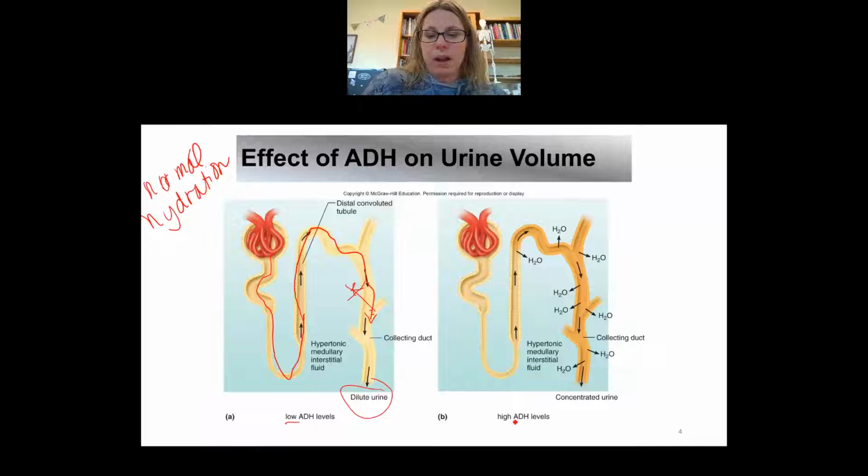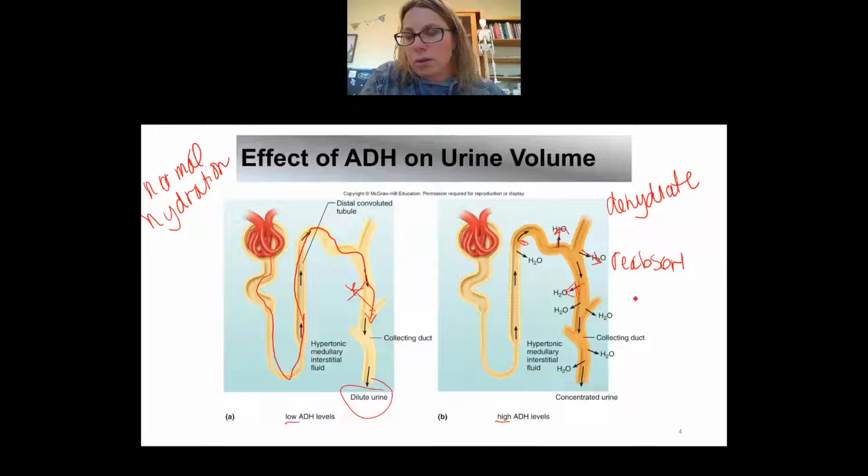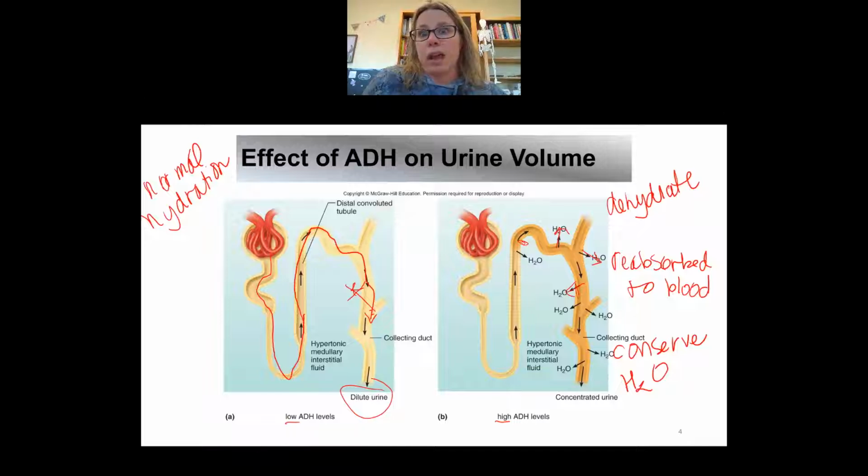In the presence of high ADH levels, if the person is dehydrated, the body's wanting to conserve more water, these areas of the distal tubule and the collecting duct become more permeable. They're going to allow water to escape and be reabsorbed to the blood. Okay, it allows the body to conserve water so that particular patient doesn't get further dehydrated because they're urinating out the water. It's recycled and kept in the body.